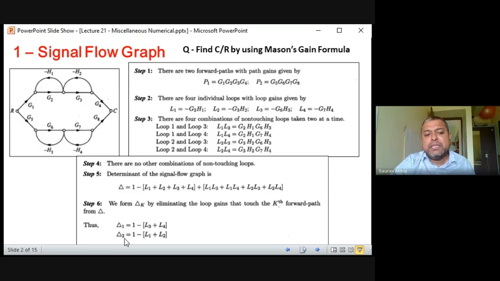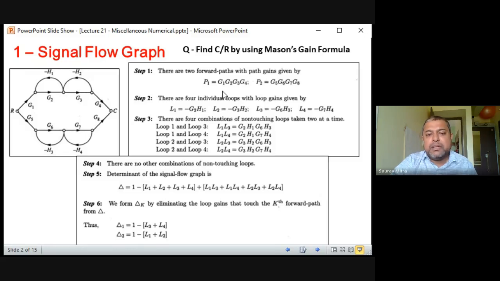That means what will be delta 2? Delta 2 will be delta when L3 and L4 is equal to 0. That means in this delta, if you substitute L3 and L4 is equal to 0, this right side term, whole term will be 0. L3, L4 will become 0. So in that case, delta 2 will be 1 minus L1 plus L2. What is L1? Minus G2H1. What is L2? Minus G3H2. So this delta 2 will be 1 plus G2H1 plus G2 G3H2.